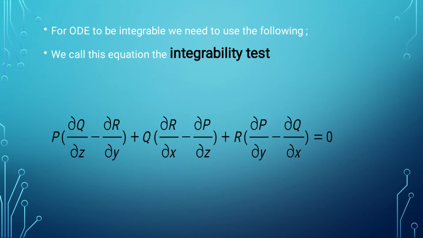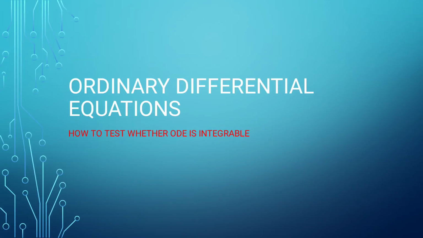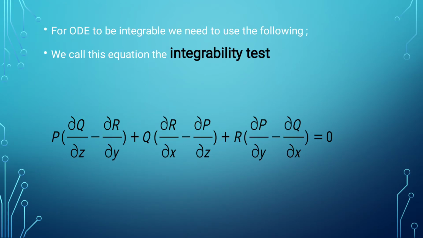For an ODE to be integrable, we need to use the following integrability test. We call it the integrability test, which is P into bracket, partial derivative of Q over partial derivative of z, minus partial derivative of R over partial derivative of y, plus Q, and so on, as you can see on your screen.